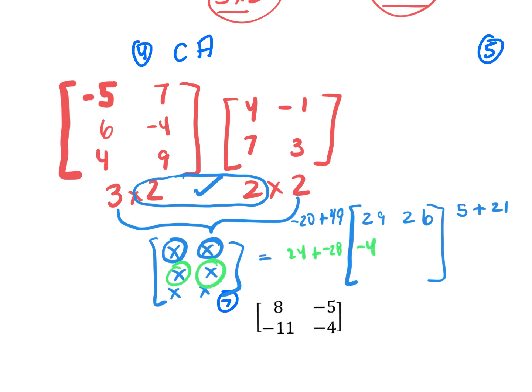And this piece right here is second row, second column. So 6 times negative 1 is negative 6, plus negative 4 times 3 is negative 12. That's going to give me negative 18.